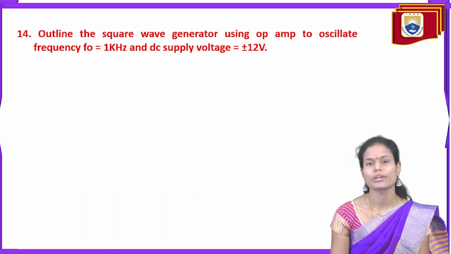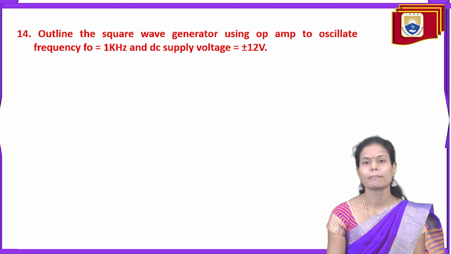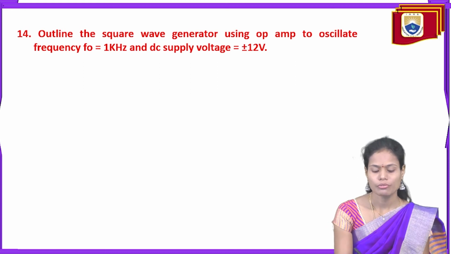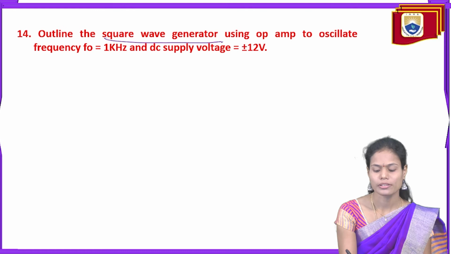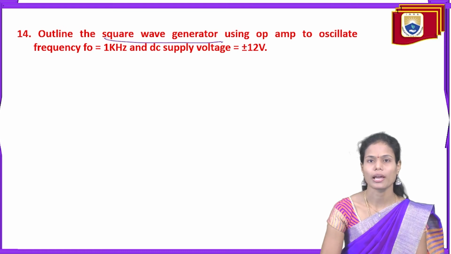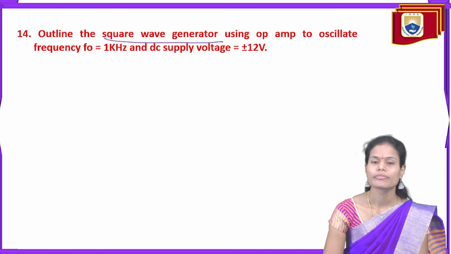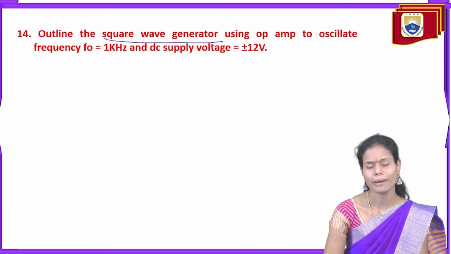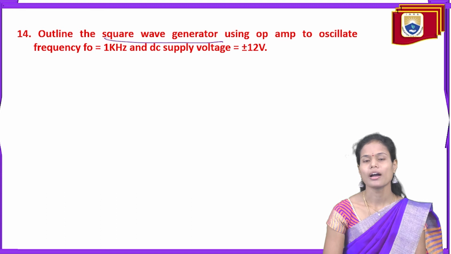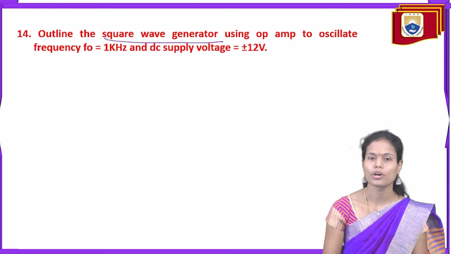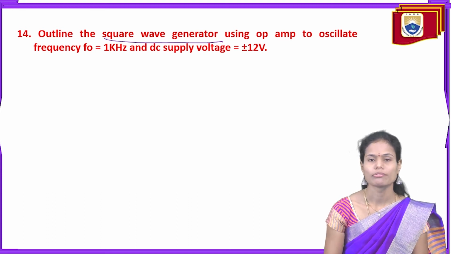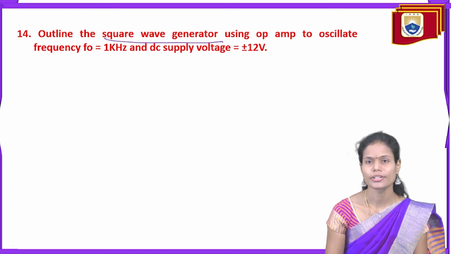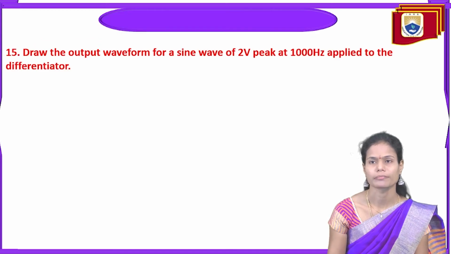And next, outline the square wave generator using op-amp to oscillate at frequency f0 of 1 kHz and DC supply voltage of plus or minus 12 volts. So for this case, we have to take the square wave generator using operational amplifier and we need to explain the operation of that circuit clearly, how the capacitor is charging and discharging with the applied voltages and how the output waveform is generated. We need to explain clearly here.